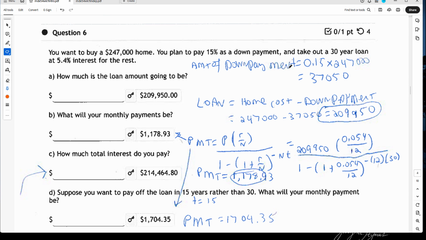So the amount of the down payment is going to be 15% times the cost of the home. So 15% of that is $37,050. Okay. So the loan amount is going to be the difference between the home cost and the down payment. So 247,000 minus 37,050 gives me $209,950, which goes there.